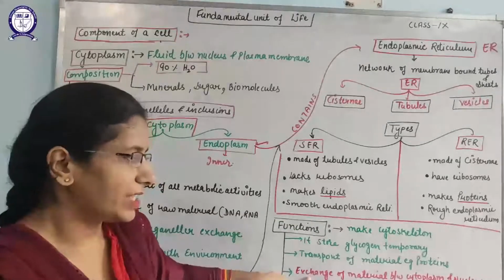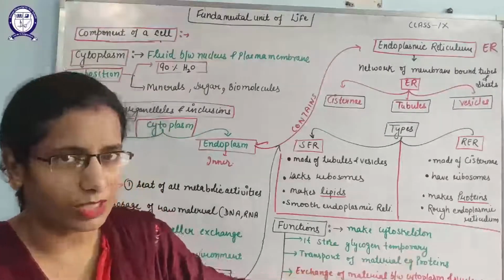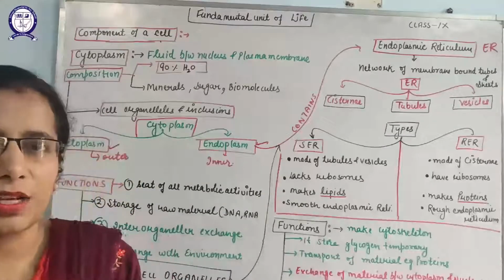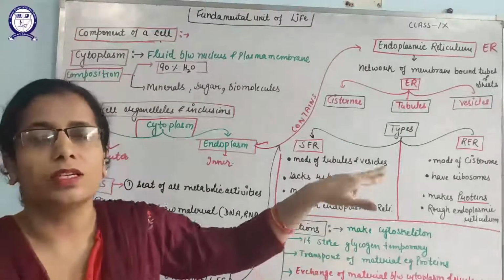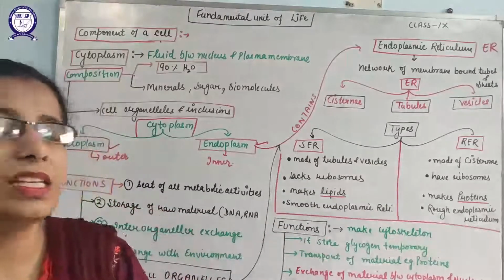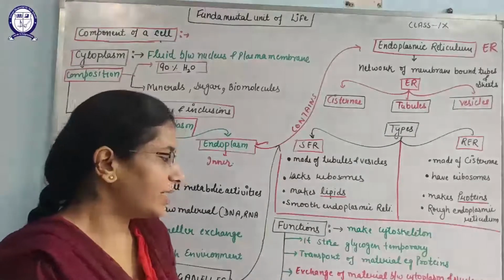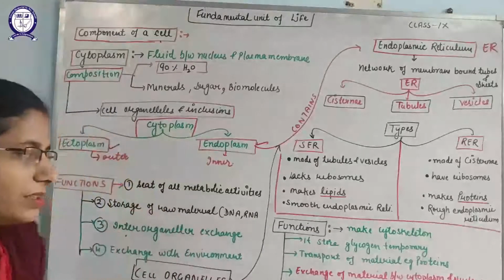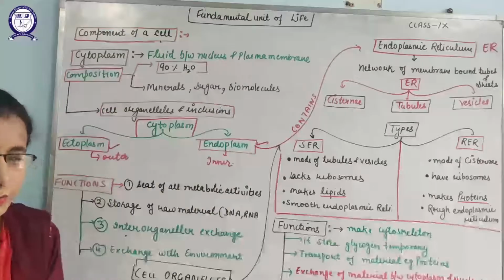It helps in the exchange of material between the cytoplasm and the nucleus, because the nucleus performs replication and transcription, and that RNA should be transferred outside into the cytoplasm. That can only take place with the help of the ER. SER, the smooth endoplasmic reticulum, will detoxify drugs and many poisons.